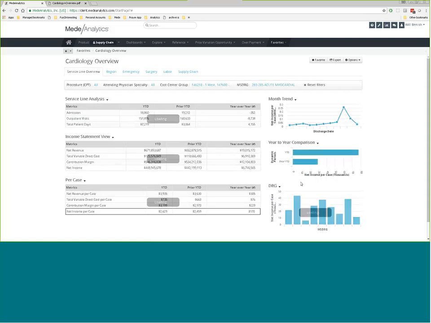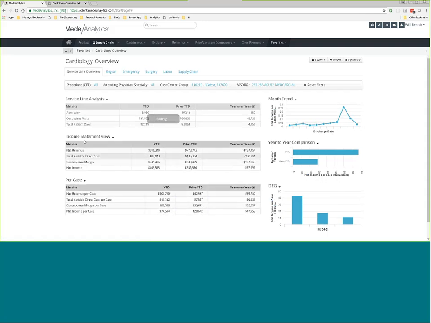Just filter on that DRG, and now we see it updating all these numbers. Now we're just looking at that DRG across the board. Here's my income statement, my volume changes over time, year over year. Significant growth in this DRG, that's great.